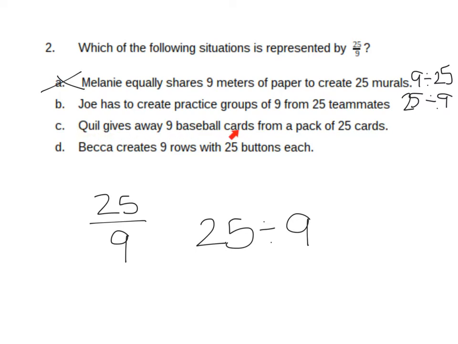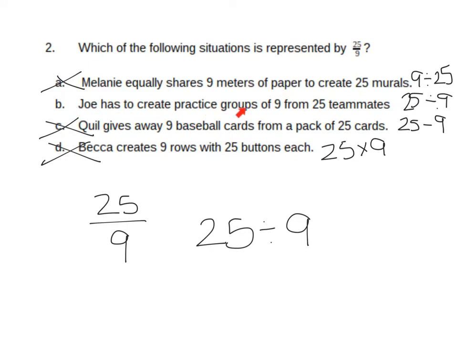C, Quill gives away 9 baseball cards from a pack of 25. If you give something away, are you adding, subtracting, multiplying, or dividing it? You're subtracting it. So he's got 25 cards, and he's giving away 9. So that's subtract that 9. Is that the same thing as 25 divided by 9? No. And D, Becca creates 9 rows with 25 buttons each. So if she has 9 rows and each row has 25 buttons, that's 25 times 9. Is 25 times 9 the same thing as 25 divided by 9? No way.